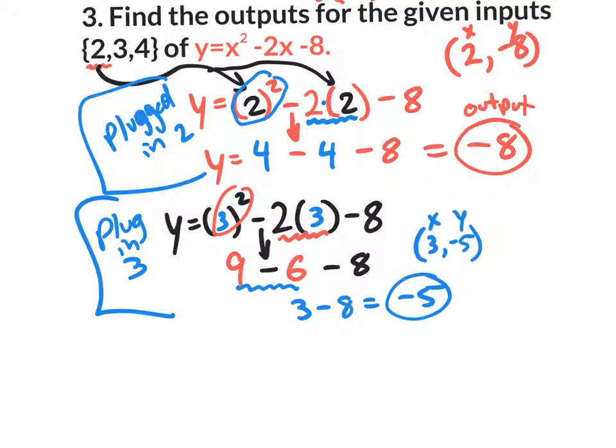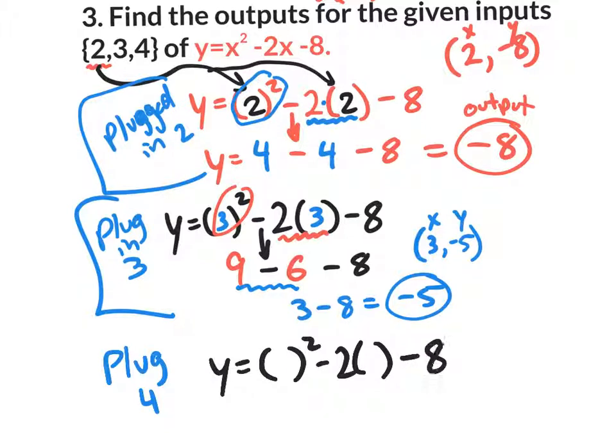So let me plug in 4, okay? So let me rewrite my equation again. Y equals x squared minus 2 times x minus 8. So we're plugging in a 4 right there and right there. And again, we're going to do exponents first. 4 squared is 16. 2 times 4 is 8. Bring down the minus sign. Bring down the minus 8 also. So I really have 16 take away 8. What's 16 take away 8? 8. And what's 8 take away 8? 0.